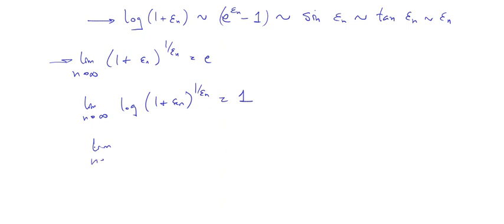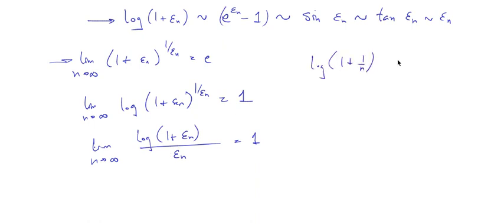And this is the limit when n goes to infinity, and because of the properties of the logarithm, the exponent goes out multiplying. So this is the limit of the logarithm of 1 plus epsilon sub n divided by epsilon sub n, which is 1. Okay, so that means that these two sequences are asymptotically equivalent. So this is what we're saying here: the logarithm of 1 plus epsilon sub n is asymptotically equivalent to epsilon sub n. For instance, the logarithm of 1 plus 1 over n is asymptotically equivalent to 1 over n. Okay?